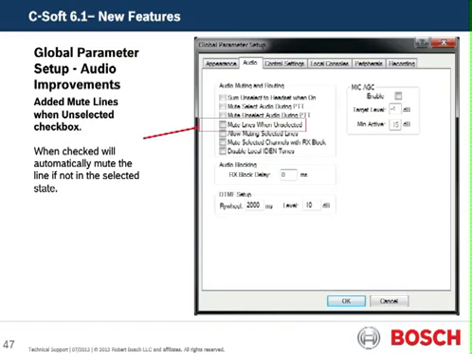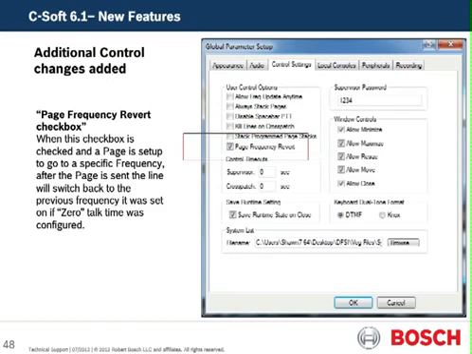The ability to automatically mute a line when not in the selected state has been added. Check the mute line when unselected for this feature. The ability for a multi-freq radio to revert to its previous frequency after a page is sent has been added. Check the page frequency revert box if this feature is required. A zero talk time will automatically revert the line to its previous frequency.